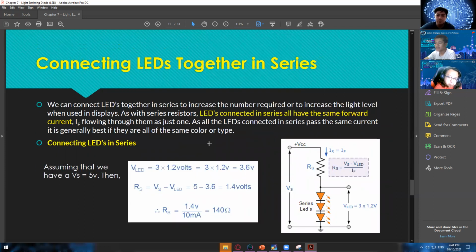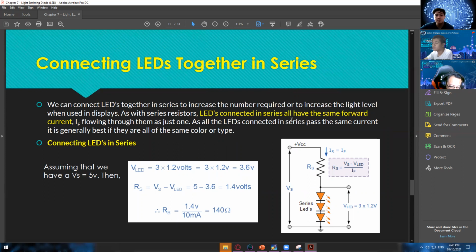All right. And then connecting LEDs together in series. So we can connect LEDs together in series to increase the number required or to increase the light level when used in displays. As with series resistors, LEDs connected in series all have the same forward current. So they should all be the same way: positive, negative, positive, negative, positive, negative. Because if one of them were the other way around, it won't work, it's like an open circuit already since it becomes reverse bias.